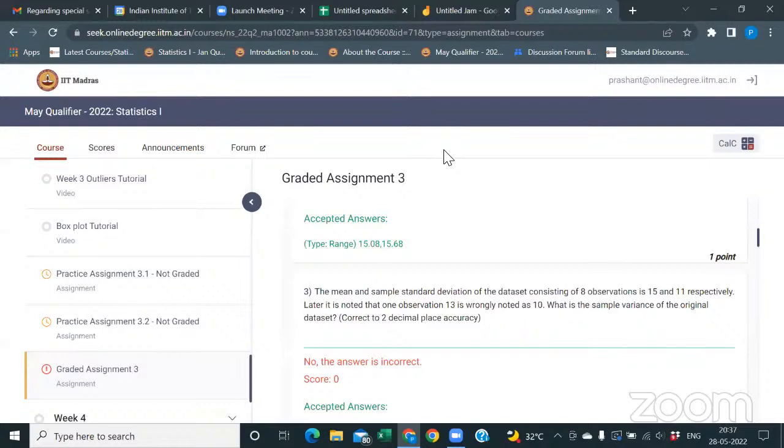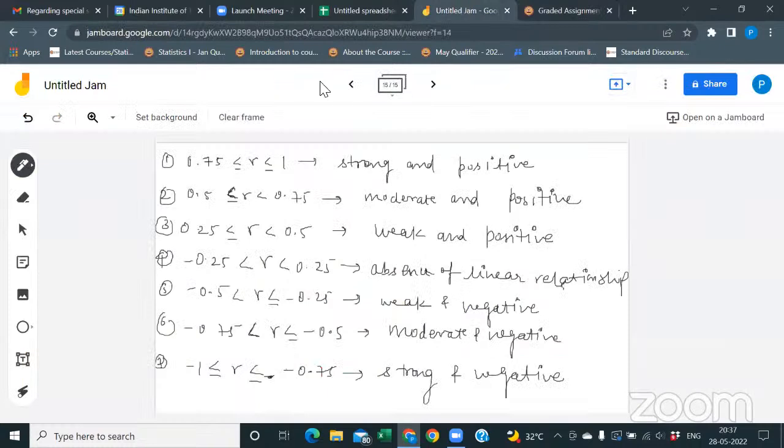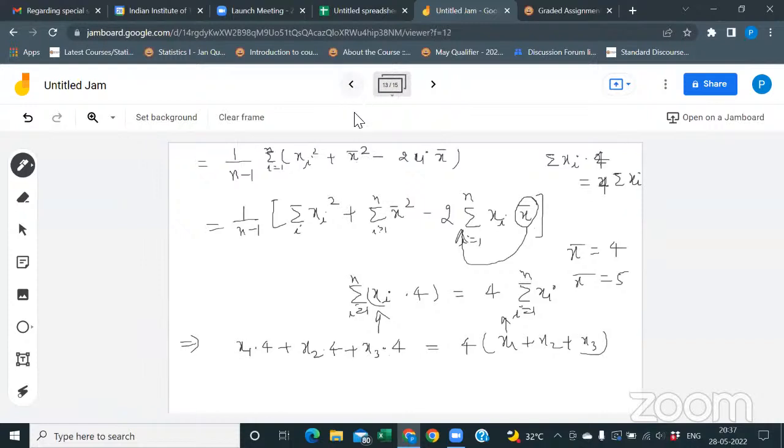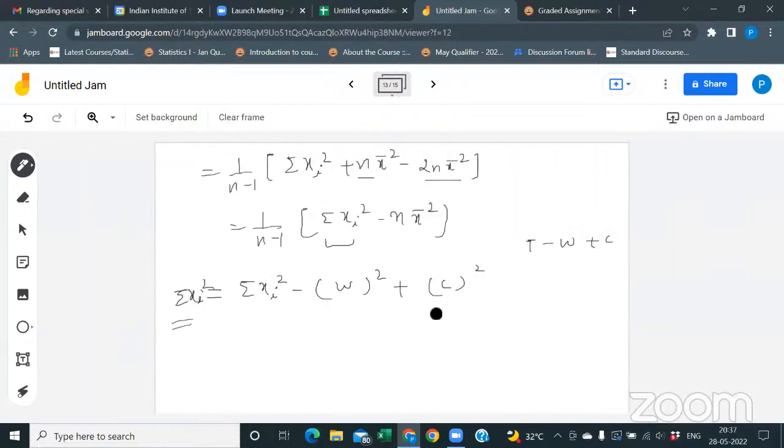Sir, I'm saying at the end you made the formula: 1 upon n minus 1 of xi square minus wrong mean square plus correct mean square. Yes, this is correct. I'm asking about xi square. The xi square will be of the wrong observations, when the wrong mean was there. The mean given at first was 19, so it will be 19 into 7 square.